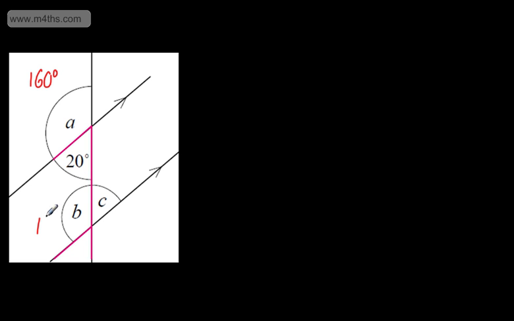This one is going to be 160 degrees, co-interior with the 20. This one is going to be 20 degrees. Angles on a straight line sum to 180, or this is an alternate angle, a Z angle with the 20. So you make up your mind, and if you're asked to justify it, you've got so many different ways.